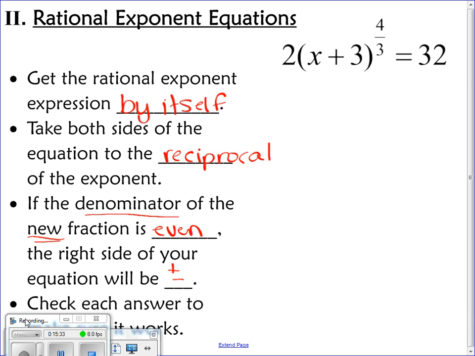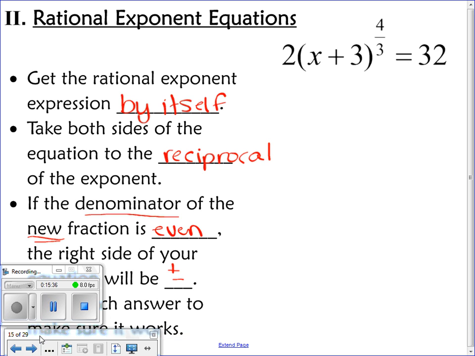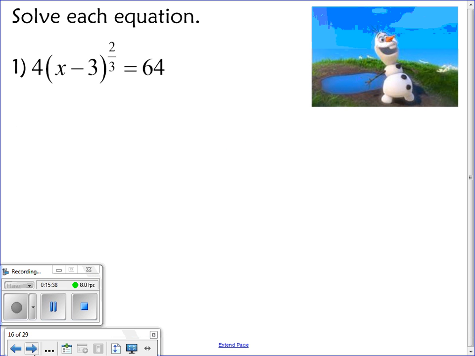Okay? So, let's try one of these bad boys and see what happens. First thing though is I want to get that rational expression part by itself. So what do I have to get rid of? The 4. Can I distribute that 4 into there? No, do not, because this exponent is kind of holding all of that hostage. So we're going to divide by 4. So we have x minus 3 to the 2/3 equals what?